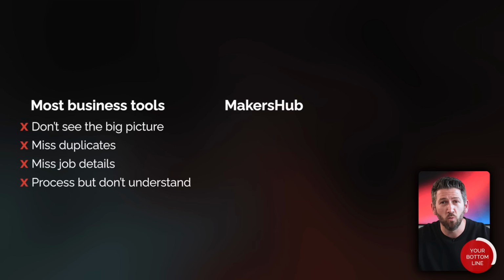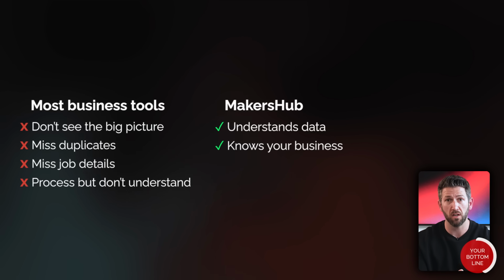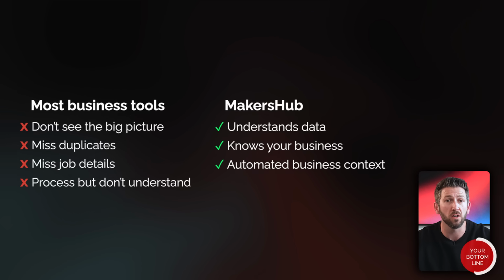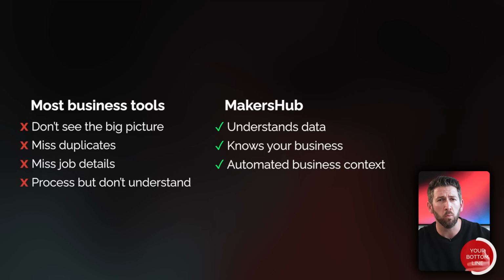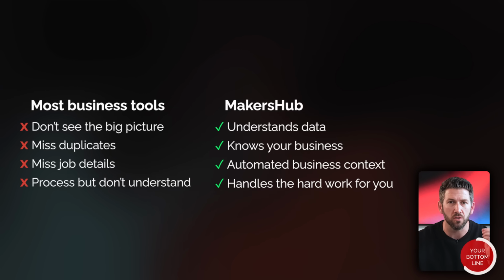MakersHub is different. When it reads an invoice, it understands what it is and what was purchased and how it should be recorded in your system. It knows your vendors, your chart of accounts, your jobs, and the approval structure, and it applies that context automatically every time a bill comes in. So the system isn't just processing AP, it's operating with an understanding of your business. And that's what AI is actually supposed to do. Not generate pictures or write emails, but handle the complex operational work that normally eats up all of your team's time.